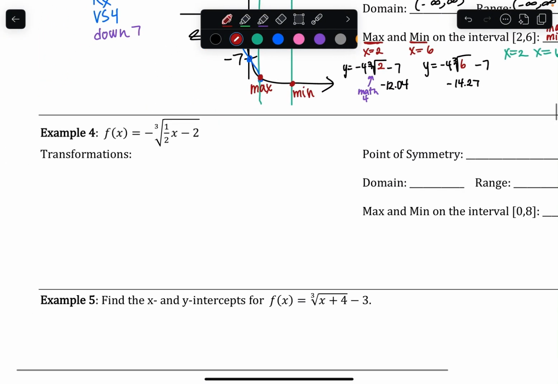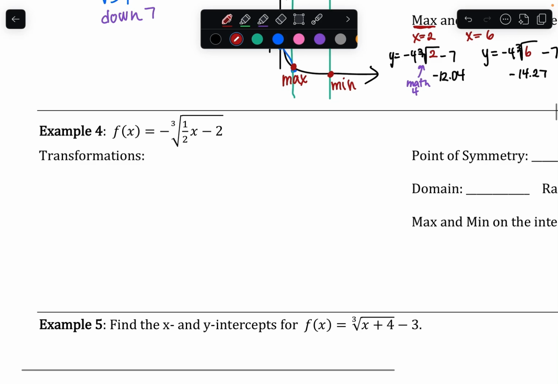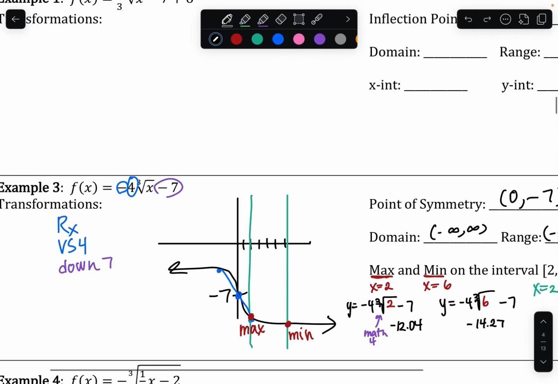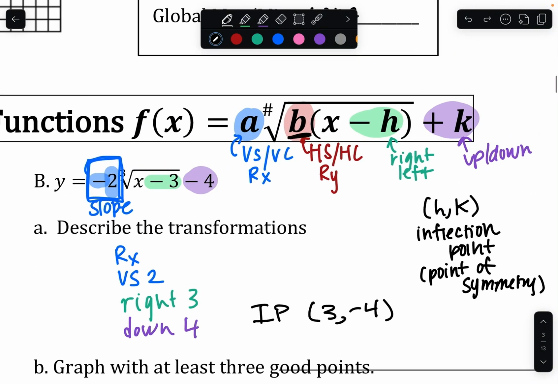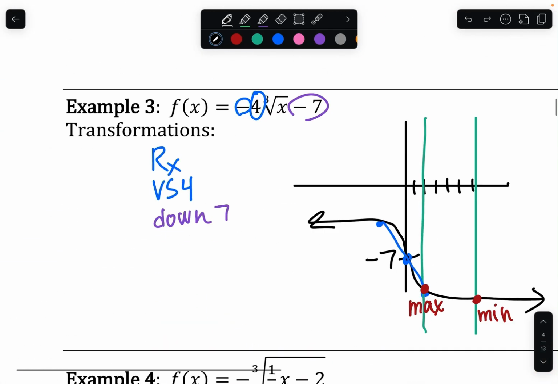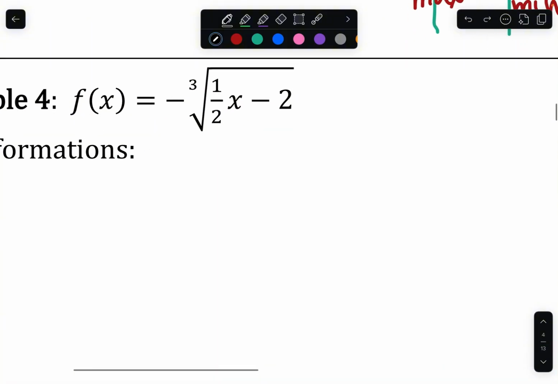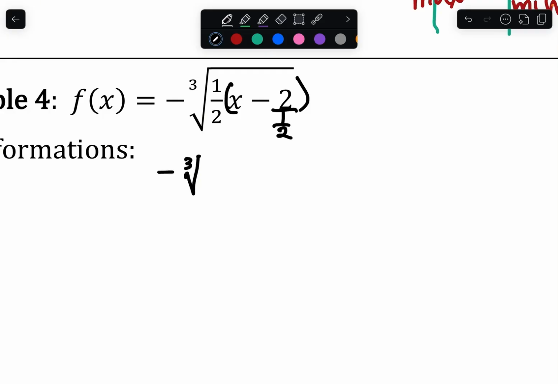Okay, for this next one, notice we do not have parentheses to separate our b value from our h value. If you look up here, the proper form, if you have a b, you need to have a set of parentheses to see what is being added or subtracted from x. Okay, and so my first step for this problem is to add those parentheses to factor out the 1/2. And so I divide that 2 by 1/2. And so in proper form, I would see a 1/2 parenthesis x minus 4.